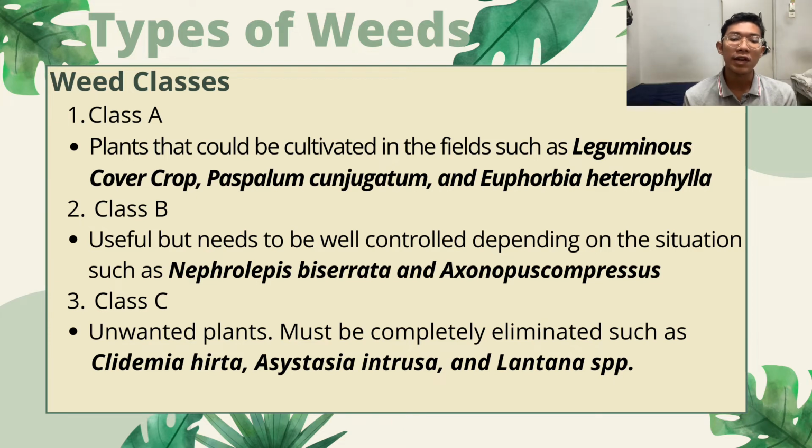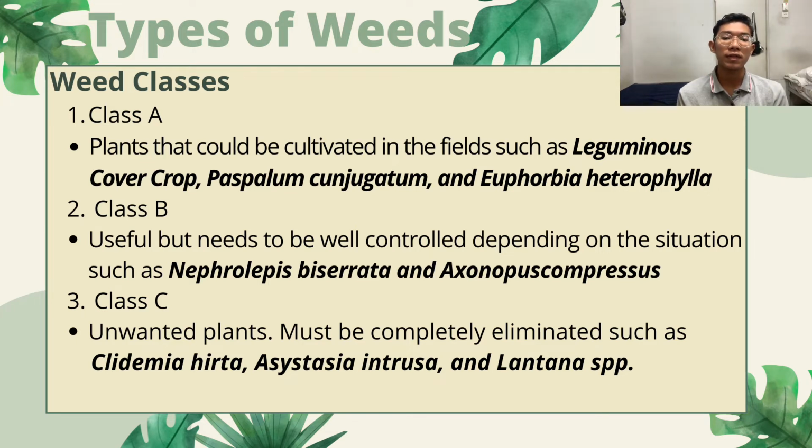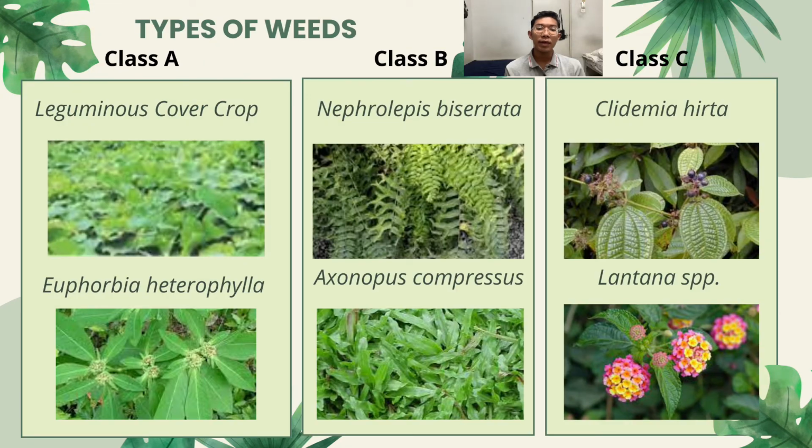The second class is class B, which is useful but needs to be well controlled depending on the situation, such as Nephrolepis biserata and Axonopus compressus. The third class is class C, which is unwanted plants that must be completely eliminated, such as Tridax hirta, Asystasia intrusa, and Lantana spp. Here are the examples of the weeds of class A, B and C.